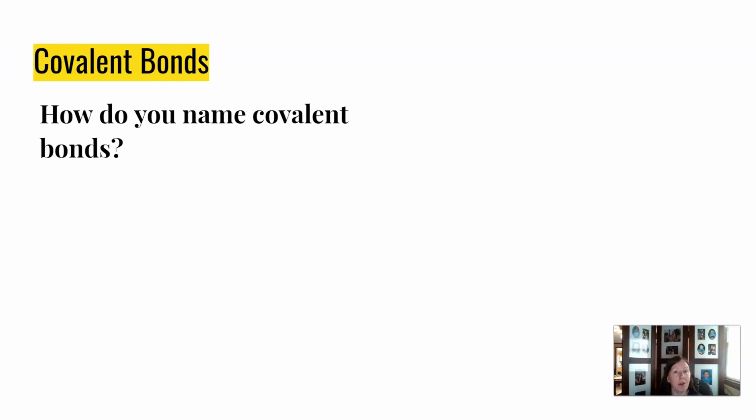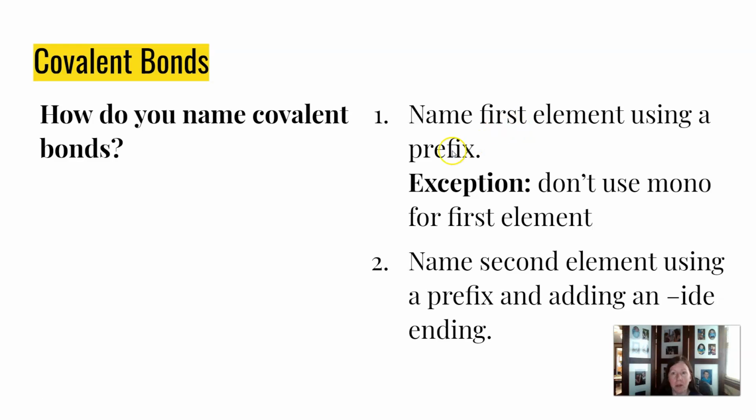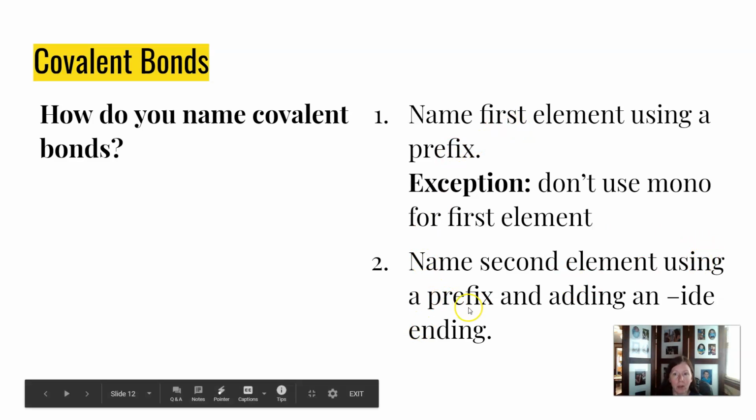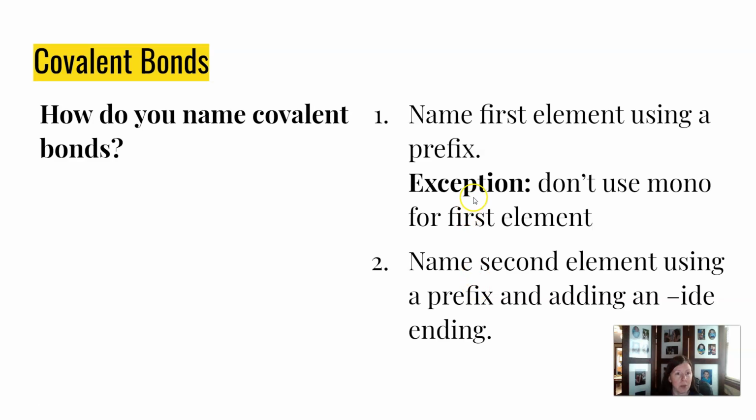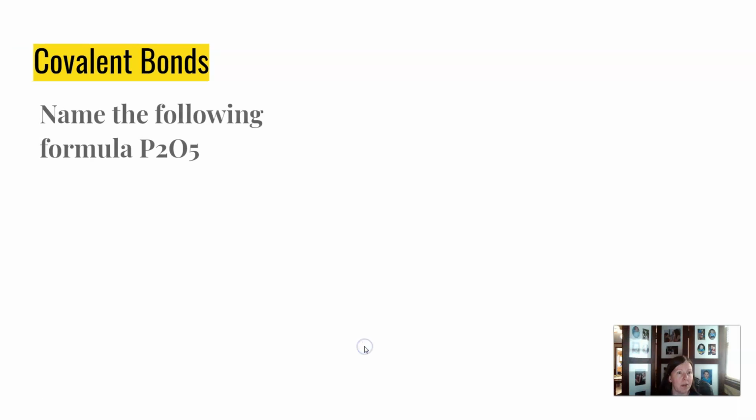All right, so how do you name? Okay, so naming's not too hard either. We use the prefixes. We name the first element, use a prefix. Name the second element, use a prefix. The only exception is that we never use the prefix mono for the first element. Okay, so always put a prefix unless it's on the first element and it's mono. Okay, and the other thing we've got to remember is we're going to change the second element to an "-ide" ending. All right, so we're already somewhat familiar with this. So we're going to give it a shot. Let's see how we can do this.